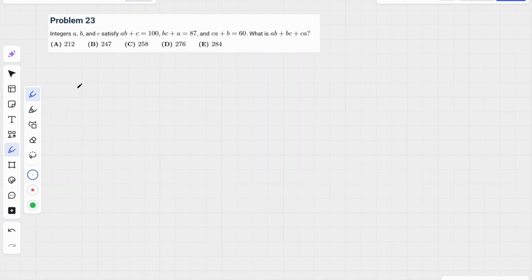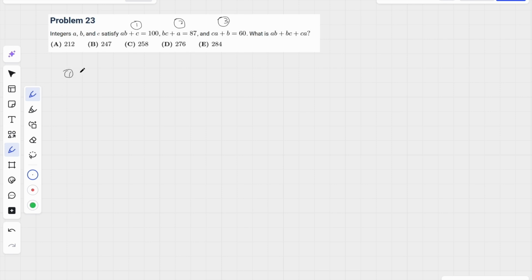Alright, now problem 23. Integers a, b, and c satisfy ab plus c equals 100, bc plus a equals 87, and ca plus b equals 60. What is ab plus bc plus ca? So first let's label our equations. We'll make these equations 1, 2, and 3.